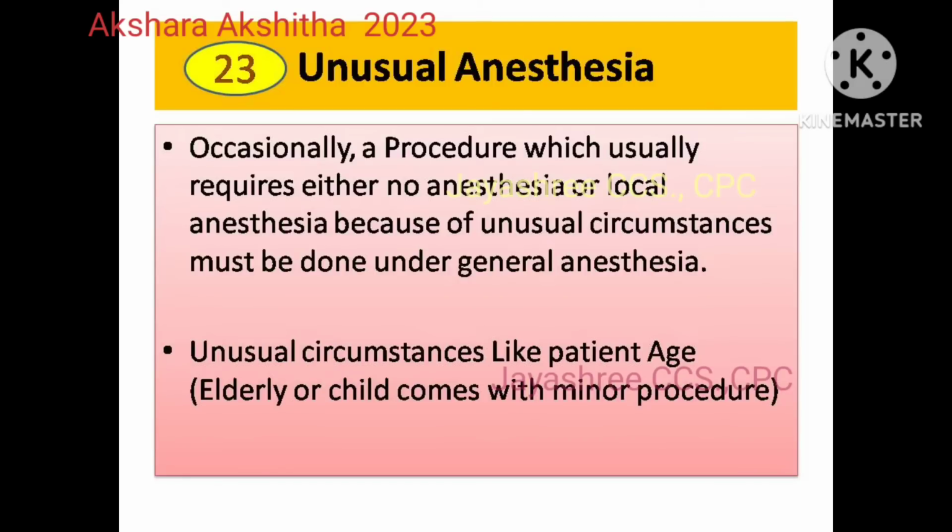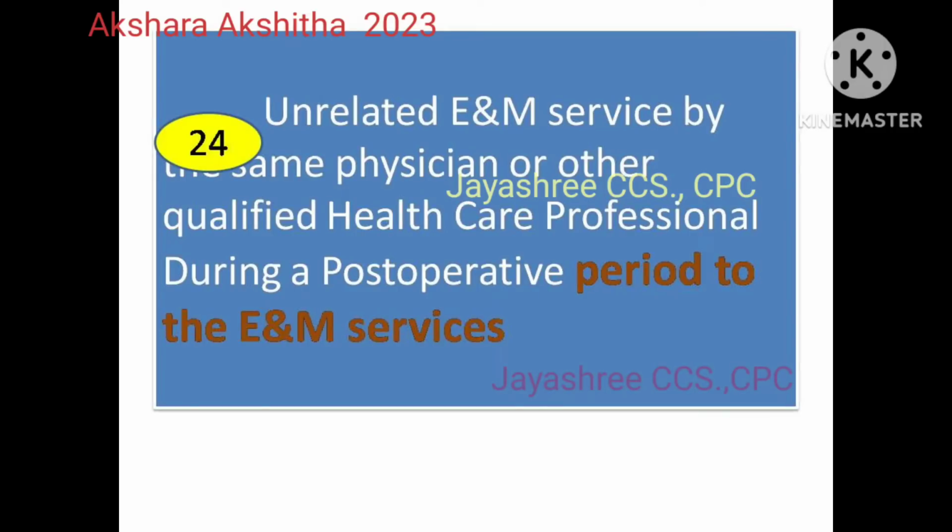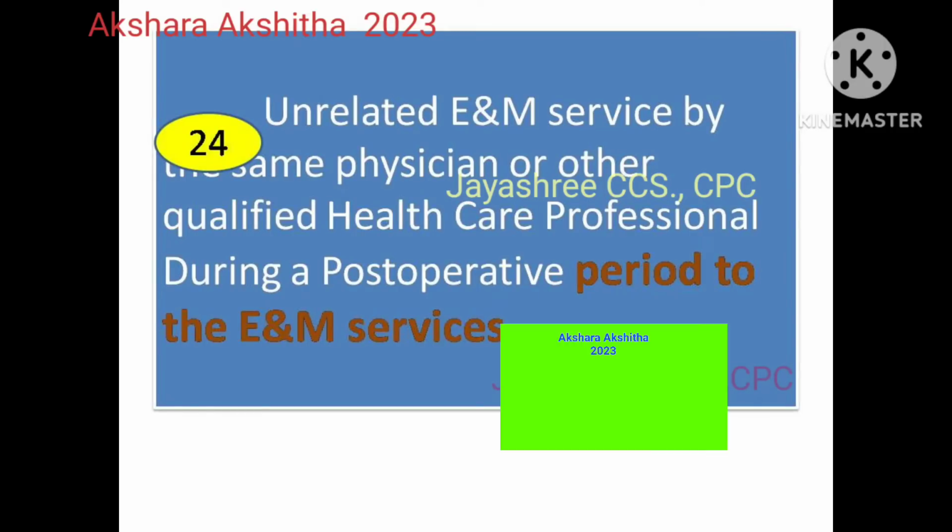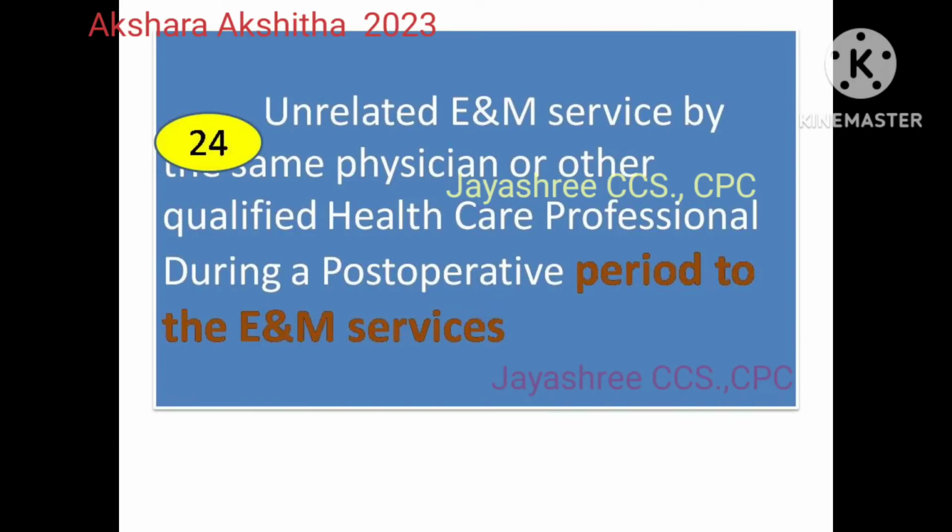Okay, then the next modifier is 24 modifier. 24 modifier is unrelated E&M services by the same physician or other qualified healthcare professional during a postoperative period. So this modifier means the doctor performed one procedure 10 days before. That procedure comes under a 90 days global period. For example, a major procedure the doctor performed a few days back.